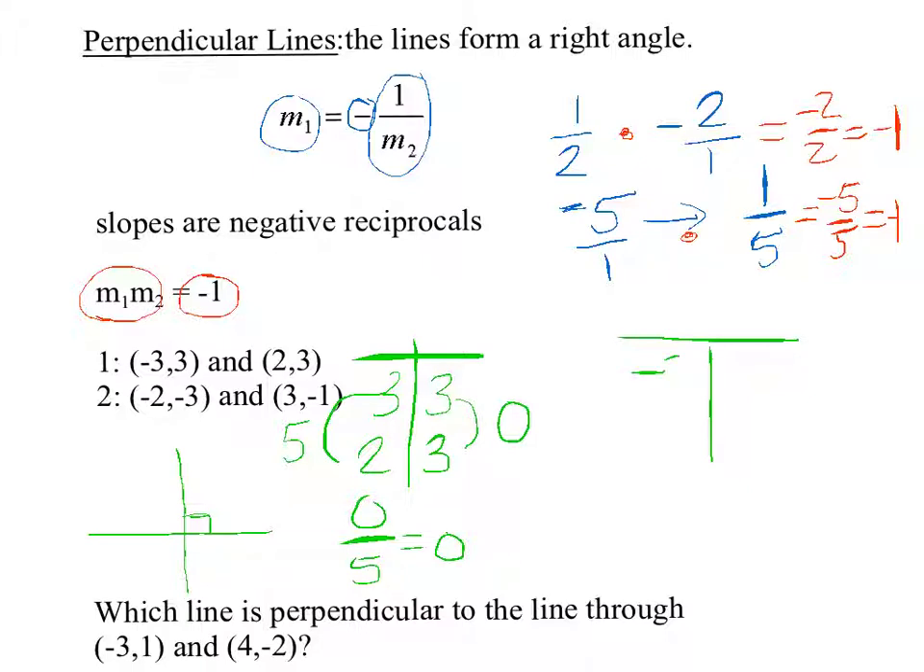Interesting. So we put in negative 2, negative 3, and then 3, negative 1. To get from negative 3 to negative 1, we would add 2. And to get from negative 2 to 3, we would add 5. So we get 2/5. Interesting. They're not perpendicular at all because they're not negative reciprocals. So I guess these are not perpendicular lines.